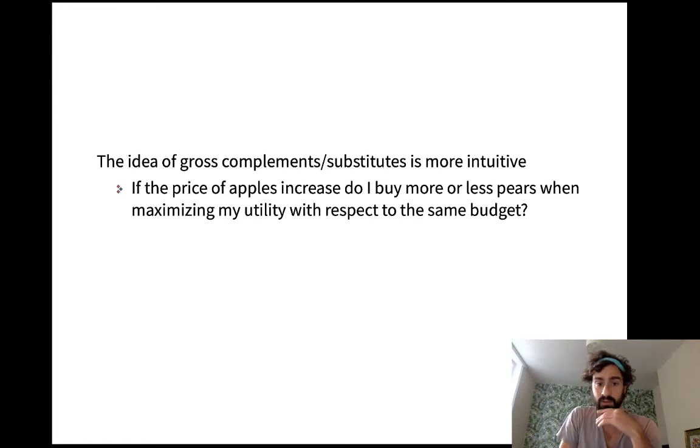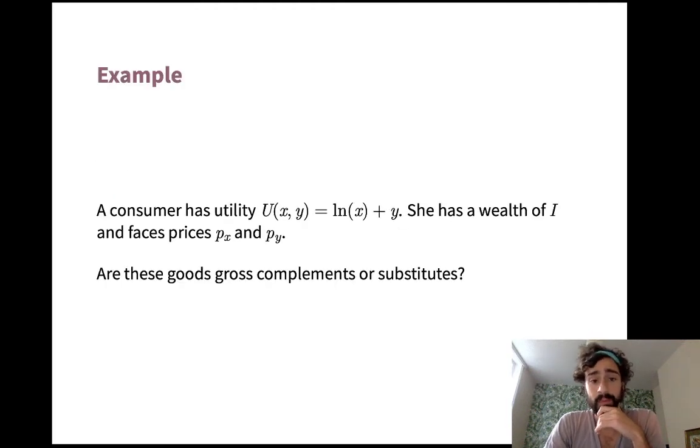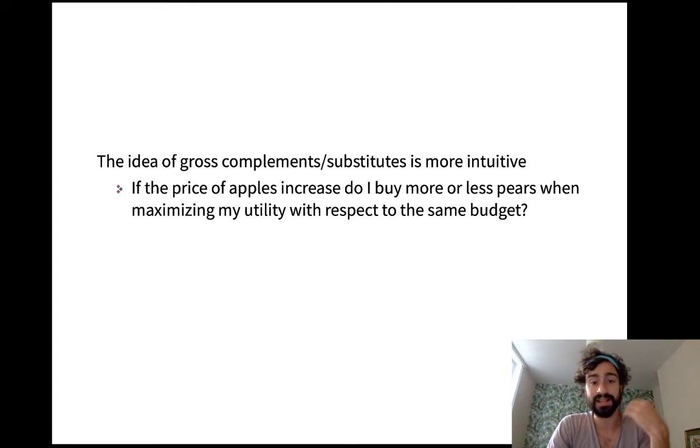if the price of apples increases, do I buy more or less pears when I'm maximizing my utility with respect to the same budget, right? That's an intuitive notion of complements and substitutes, whereas do I buy more apples when the price of pears increases, when I'm trying to minimize my expenditure relative to some utility target, just seems slightly more foreign, right? So the idea of gross complements and substitutes seems a bit more intuitive to me, maybe to everybody, but definitely to me, than the idea of net complements or substitutes. But there's a problem with gross complements and substitutes, and it's that it's not symmetric.